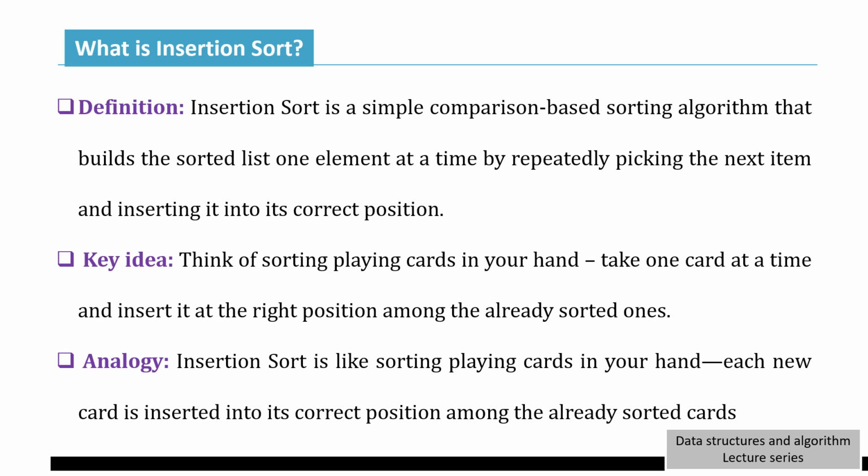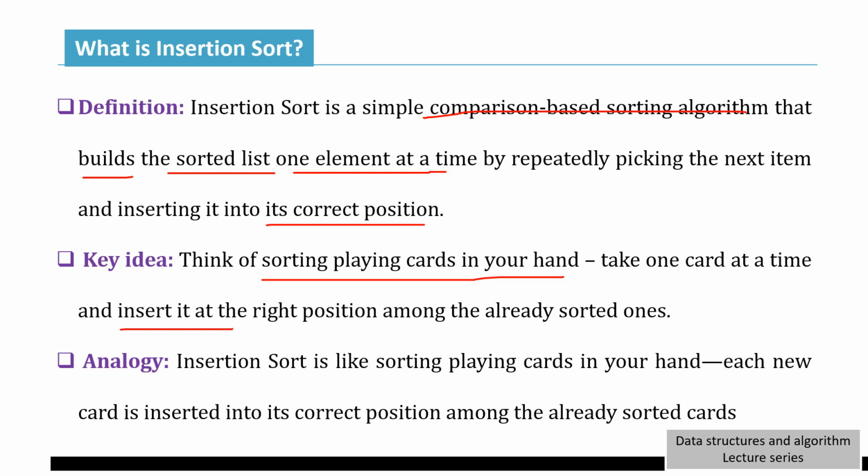So what is insertion sort? Insertion sort is a comparison based sorting algorithm that builds the sorted list one element at a time by repeatedly picking the next item and inserting it into the correct position. A helpful way to visualize this is by thinking about sorting playing cards in your hand. Take one card at a time and insert it at the right position among the already sorted ones.